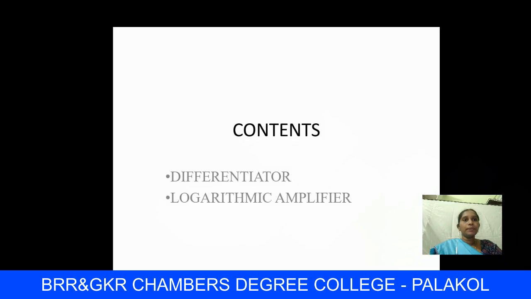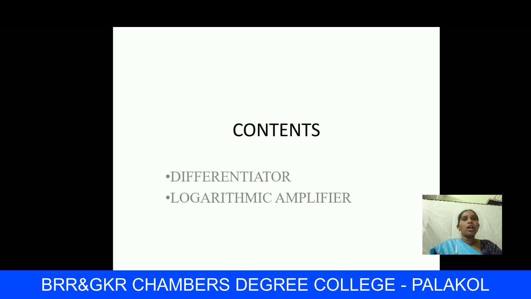Now, in this video, I will explain about a differentiator and logarithmic amplifier. These are all applications of a differential amplifier. That means here a differential amplifier can also be used as a differentiator. That is, the output voltage is equal to the derivative of the input voltage, which is called a differentiator.